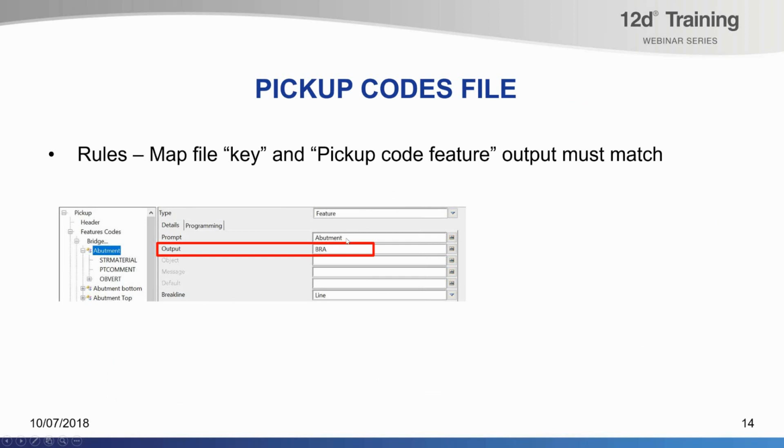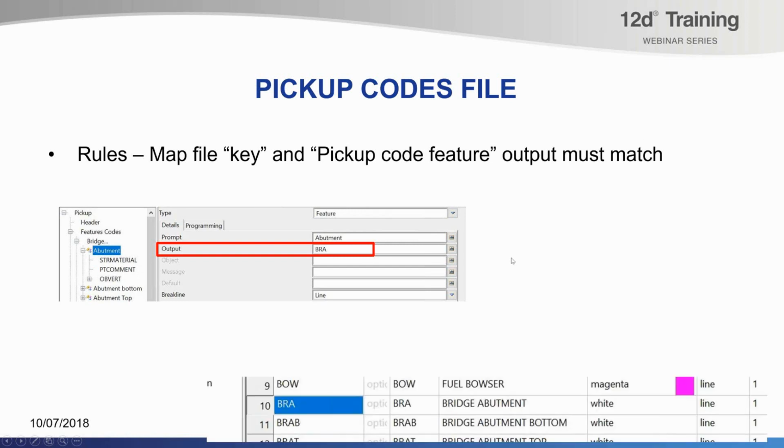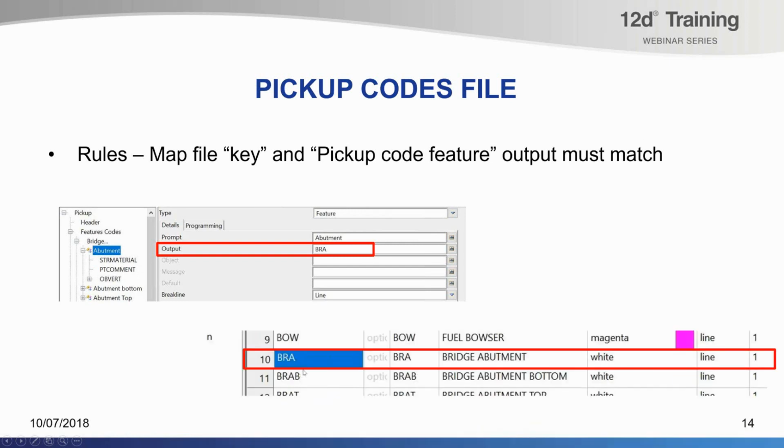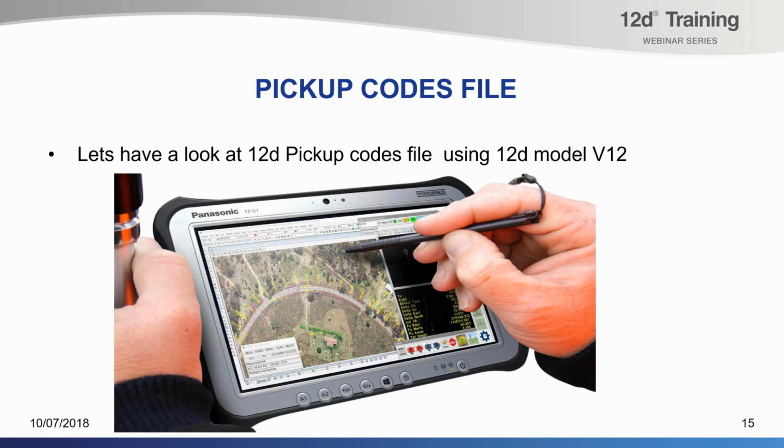So here in this setup, we've got the abutment. It's a BRA as the code, the output code. The prompt the user sees is abutment, but the output will be BRA. It's a feature again up here, and then below that you've got all the attributes, and you can see where I've actually put in that obvert there for that setup as well. And in the map file, you've got this BRA in your key, and these two must agree with one another for it to run.